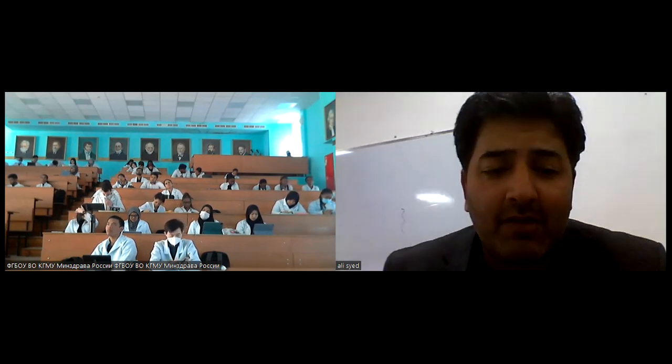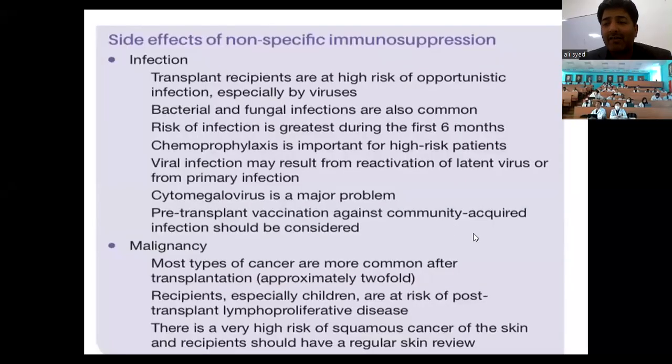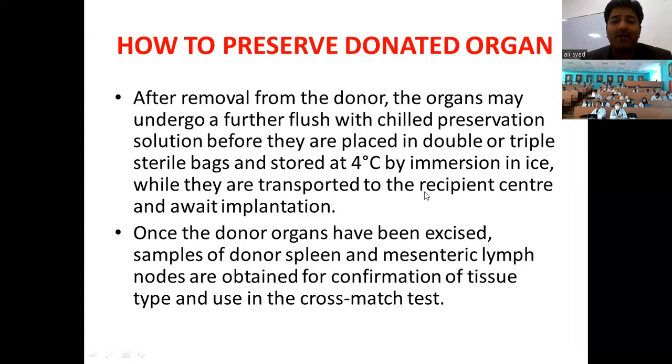So these are the points which you must remember. These are the side effects of immunosuppressive agents. How are you going to preserve the donated organ? Please remember, you take the donated organ from the donor and flush it with chilled preservation solution in a double or triple sterile bag stored at 0 to 4 degrees Celsius, and then immerse it in ice while it is transported to the recipient center waiting for the transplantation.